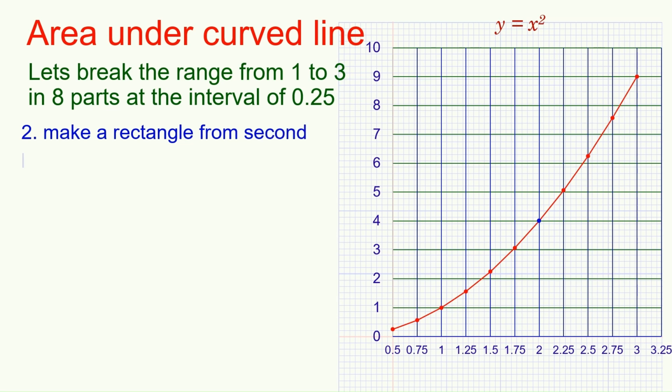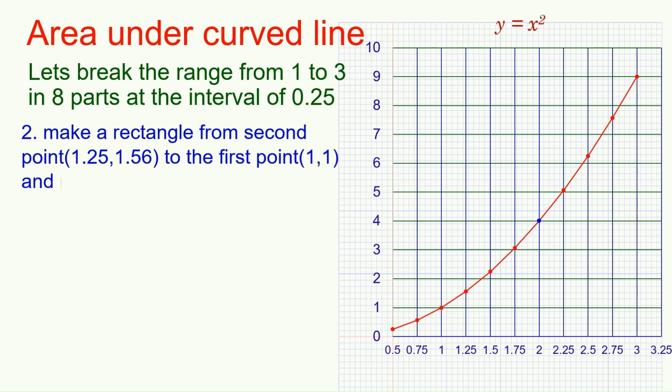2. Make a rectangle to the right from second point, 1.25, 1.56, to the first point, 1, 1. And next 7 rectangles, in same order.